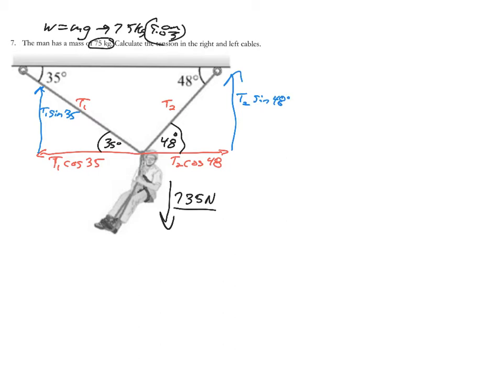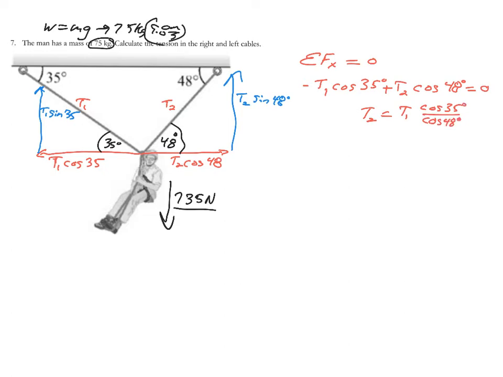All right, let's do our x first. Sum of the forces in the x direction equals 0. I have T1, which is negative because it's pointed to the left, cosine of 35 degrees, plus T2, positive, pointed to the right, cosine of 48 equals 0. T2 equals T1 cosine of 35 divided by cosine of 48.